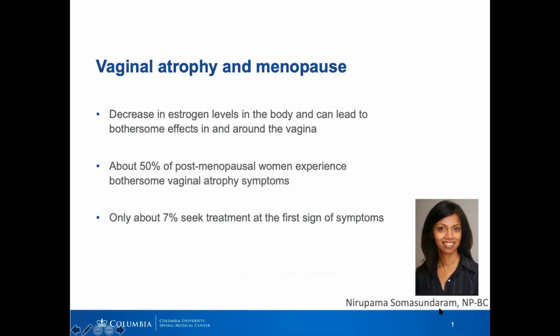Vaginal atrophy, also known as atrophic vaginitis, is a condition caused by a decrease in estrogen levels in the body. This decrease in estrogen leads to bothersome vaginal symptoms. Studies show that about 50% of postmenopausal women experience vaginal atrophy symptoms, but only about 7% seek treatment.